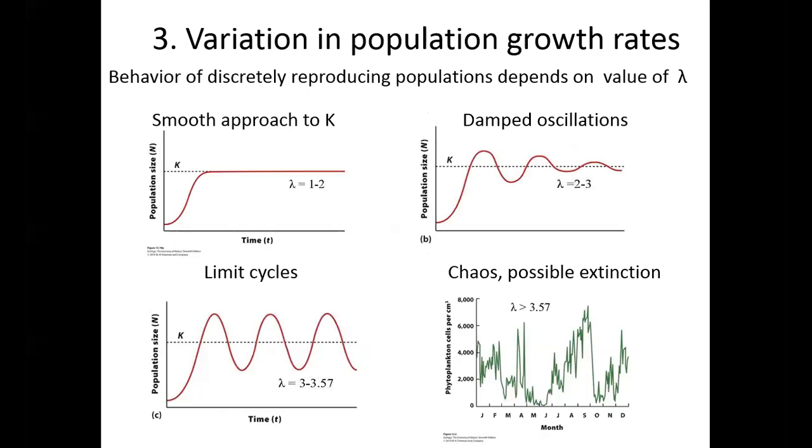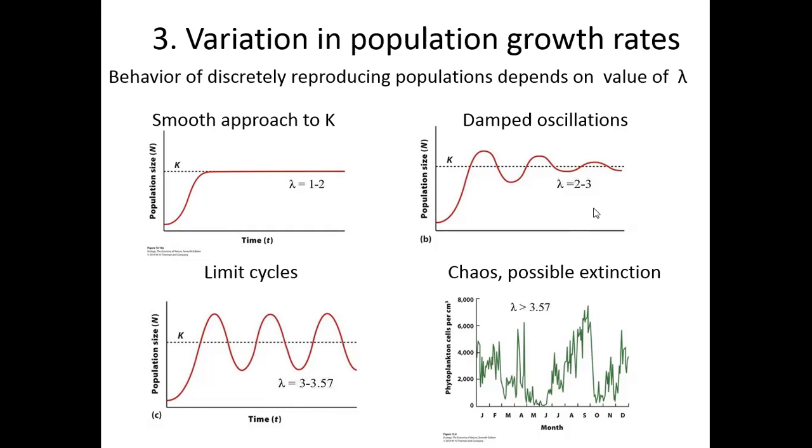Here is how discretely reproducing populations behave depending on their growth rate, lambda. If you have a lambda between, say, 1 and 2, so the population is growing but not quite doubling every interval, you get a smooth approach to carrying capacity. It's close enough that you don't overshoot, really. And this is the mathematics. This is plugging these numbers into the growth equations.